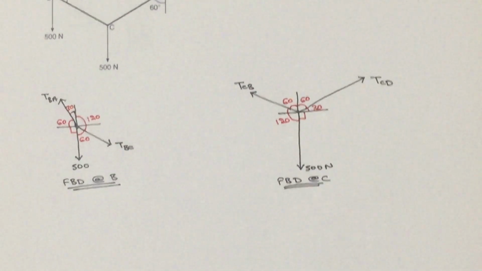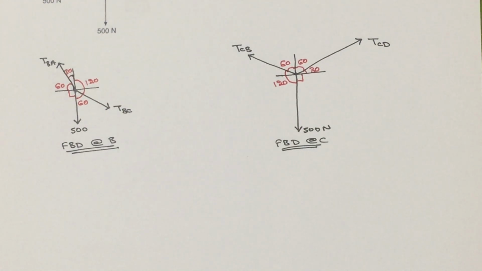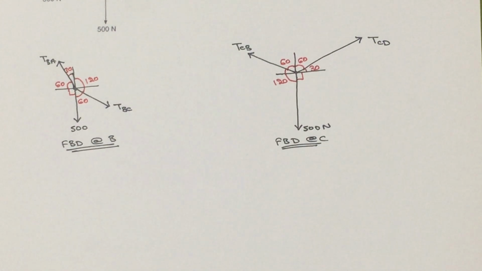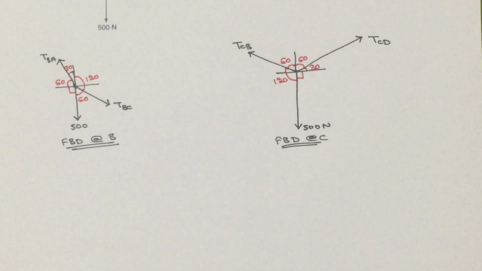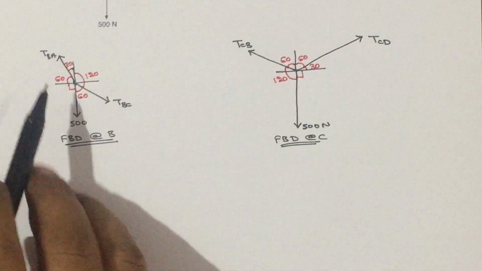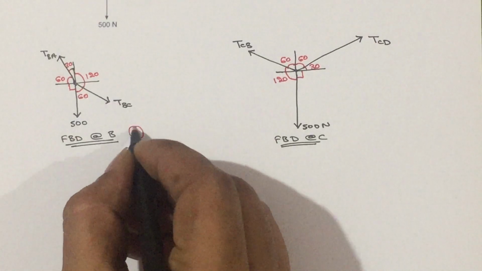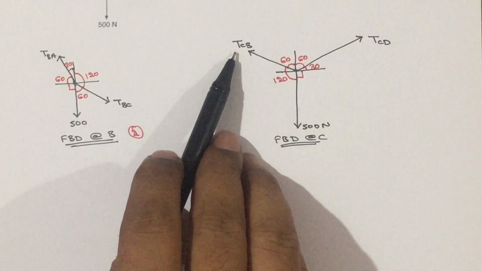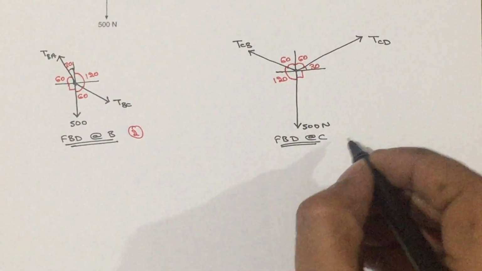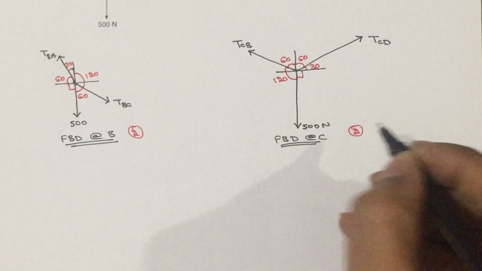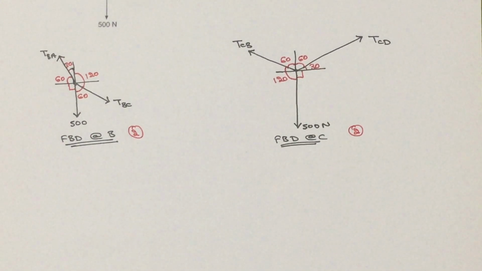So, once you write the free body diagram, then choose the free body diagram. How to choose? For that, count the number of unknowns in each free body diagram. Here, TBA and TBC are the unknowns. There are two unknowns. Here we have TCB, TCD. There are two unknowns. Now, which one do we need to solve first?